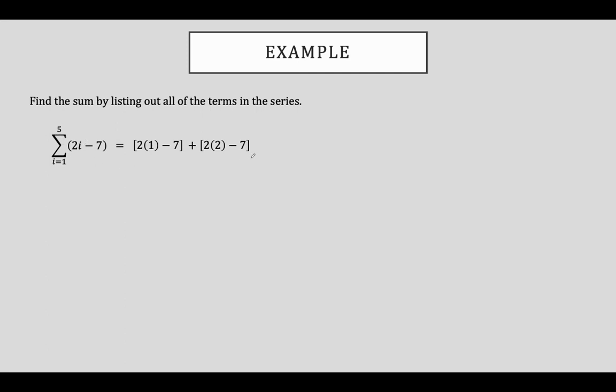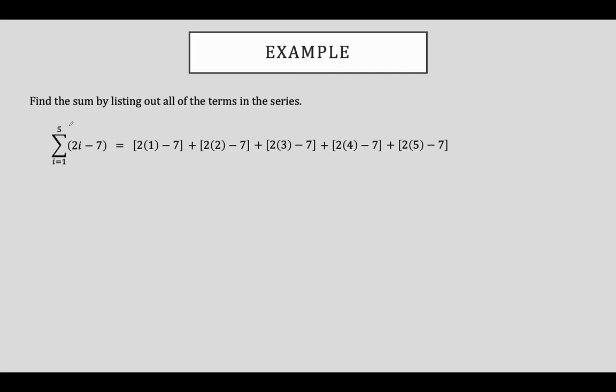I would then plug in 3 to get the third term in the sum, plus 2 times 3 minus 7. I would then plug in 4 to get the fourth term in the sum, plus the quantity 2 times 4 minus 7. And finally, to get the fifth term, or the last term in the sum, I would plug in 5 for I, 2 times 5 minus 7.